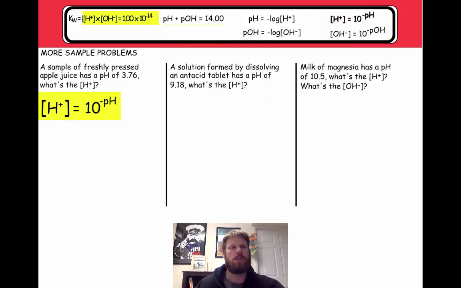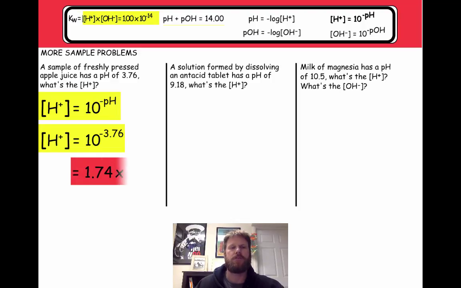So what would the H plus concentration of some apple juice with a pH of 3.76 be? Well, we have to find the H plus concentration when we're given the pH. We simply need to take 10 to the negative pH. So 10 to the negative 3.76 is 1.74 times 10 to the negative 4th. If you look at that concentration or pH on the pH scale, that corresponds to an acid.